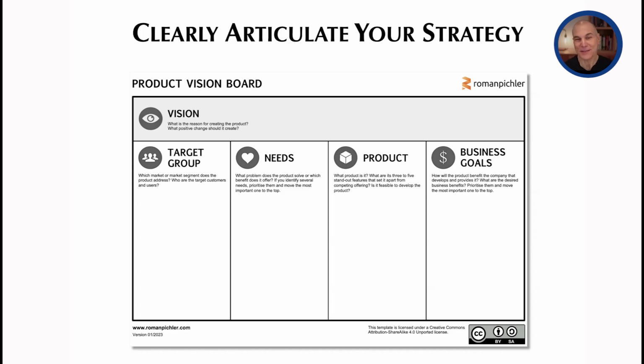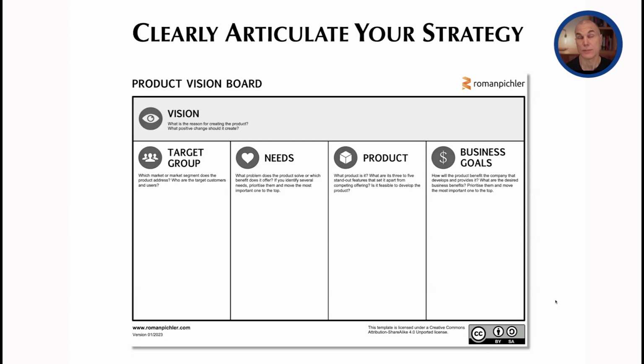And then the strategy itself is captured in the four bottom sections. So we've got target group, needs, product, and business goals. Target group are the customers and users, the target customers and users, those people who should benefit from the product, who should use it or pay for it. And part of describing the target group is to state the market or market segment that we want to address. To stay with the healthy eating example, I might choose middle-aged men like myself as the target group. People who've developed maybe unhealthy eating habits, maybe they eat too much, maybe they don't eat enough, maybe they eat unhealthy food, or maybe they drink too much.